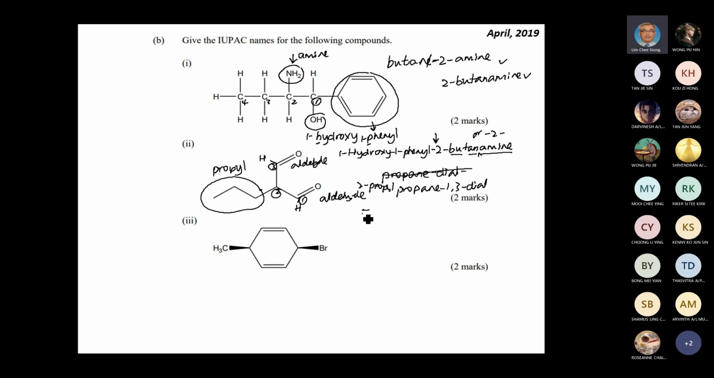So rewrite the answer. 2-propyl propane 1,3-diol. So this is the answer. Can. Okay. Next one, number 3.